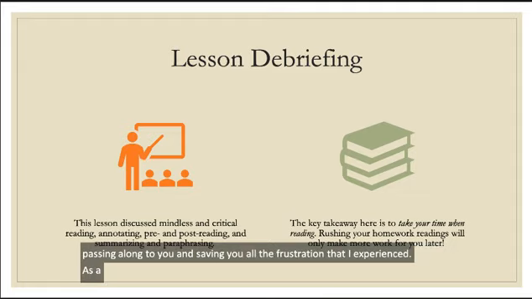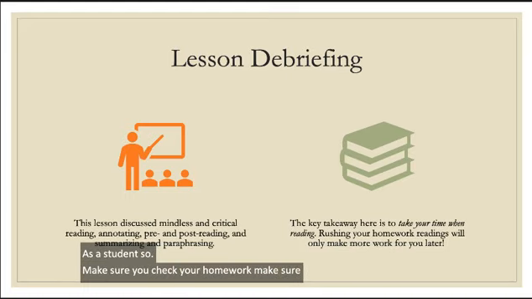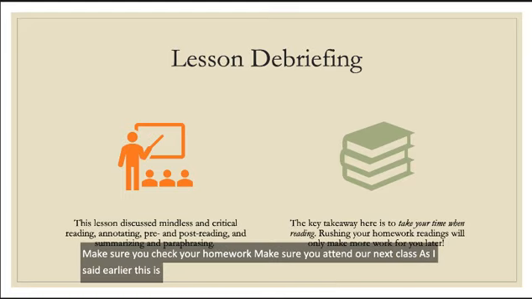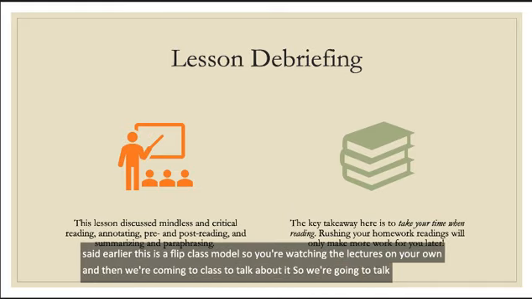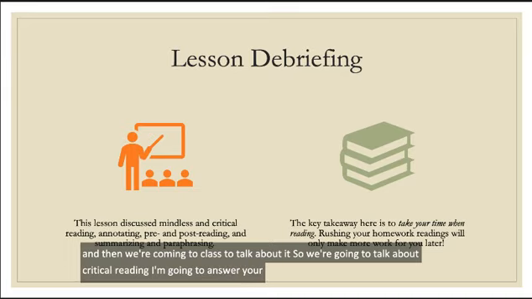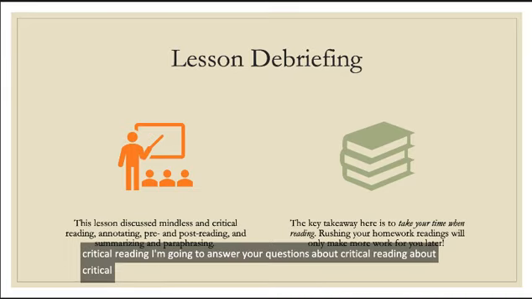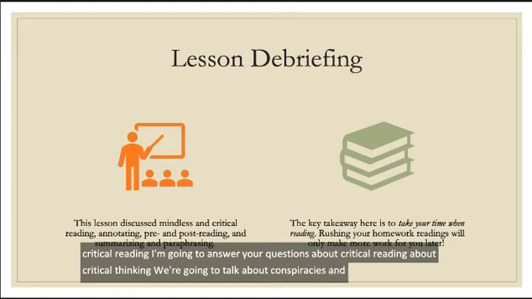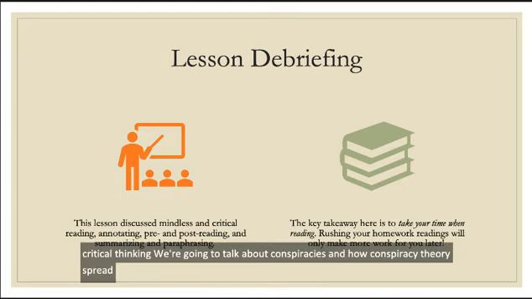So make sure you check your homework. Make sure you attend our next class. As I said earlier, this is a flipped class model, so you're watching the lectures on your own, and then we're coming to class to talk about it. So we're going to talk about critical reading. I'm going to answer your questions about critical reading and about critical thinking. We're going to talk about conspiracies and how conspiracy theories spread from lack of critical thinking and lack of critical reading. But I want you to have this and take notes.